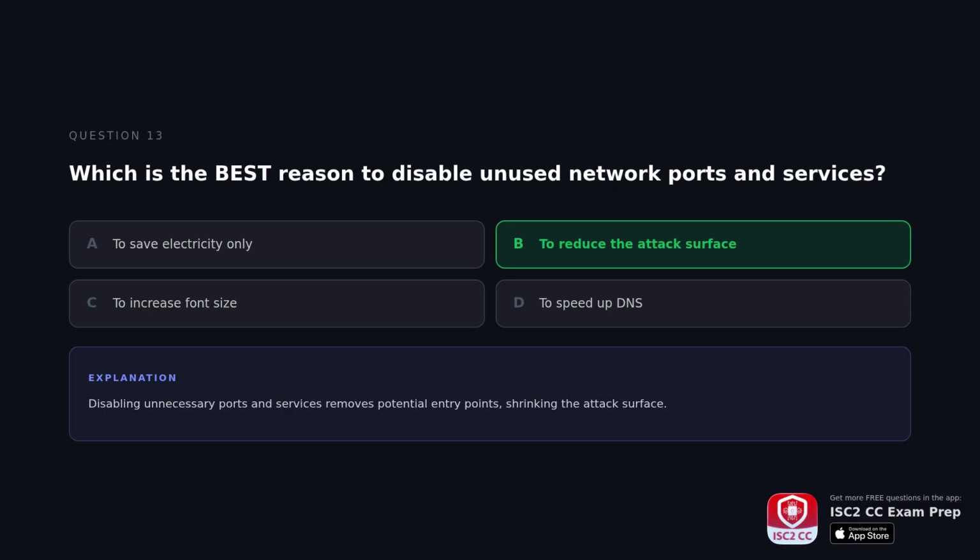The correct answer is to reduce the attack surface. Disabling unnecessary ports and services removes potential entry points, shrinking the attack surface.